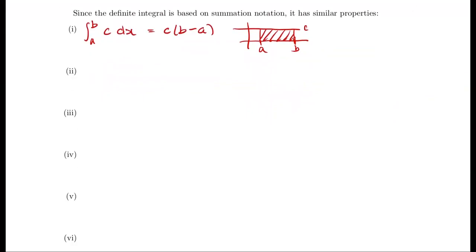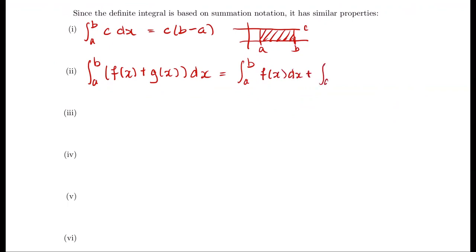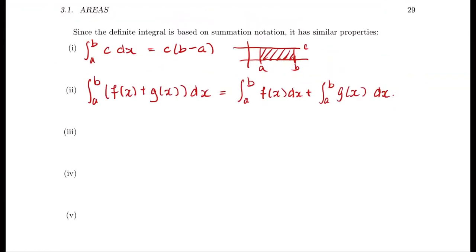The second property is, if we have the integral of f of x plus g of x, or minus g of x, dx, this is also the same as saying the integral from a to b of f of x dx, plus the integral from a to b of g of x dx. So that means you're finding the area of one function, and you're also finding the area of another function, g of x dx.